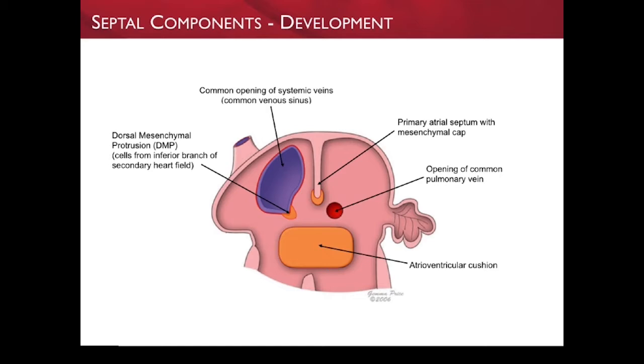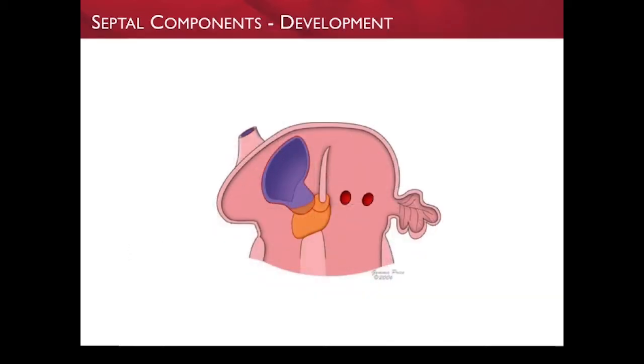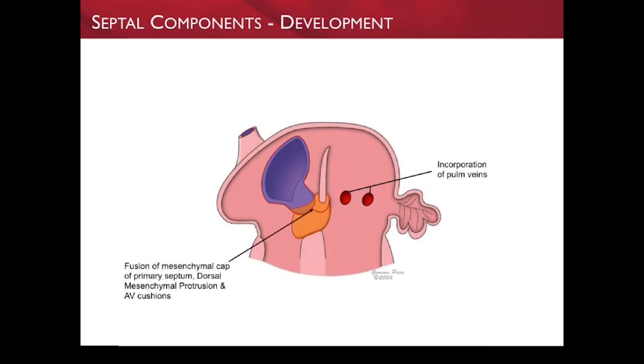More recently, this has been termed the dorsal mesenchymal protrusion, or DMP, and we know that these cells originate from the secondary heart field. And these are coming together to close off the primary foramen, or the ostium primum. If we look slightly later in development, you'll see that those mesenchymal masses have come together. The pulmonary veins have begun to be incorporated into the left atrium, and we have fusion of the mesenchymal masses within the center of the heart.